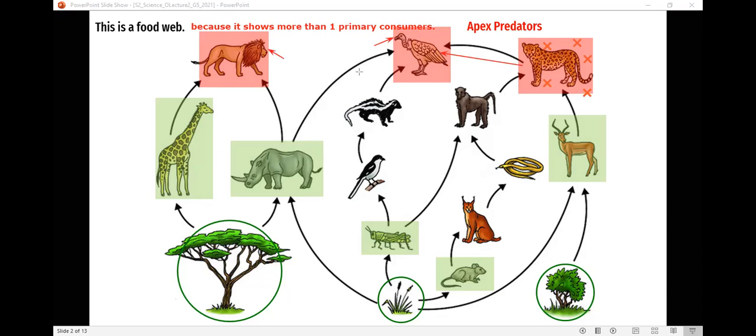Yalla, let's pick from this food web a food chain of three levels. Food chains of three levels. This question is for all of you. Miss, three or four?